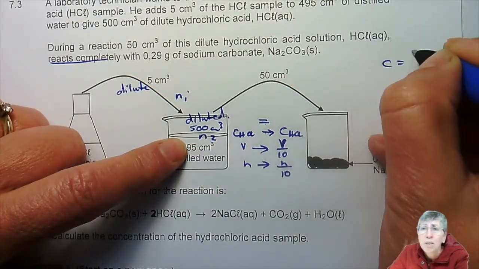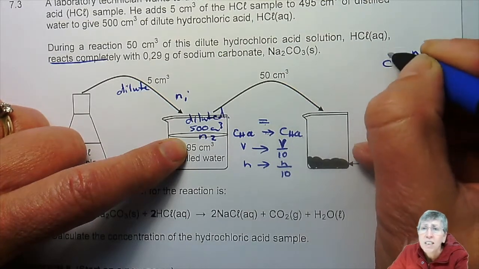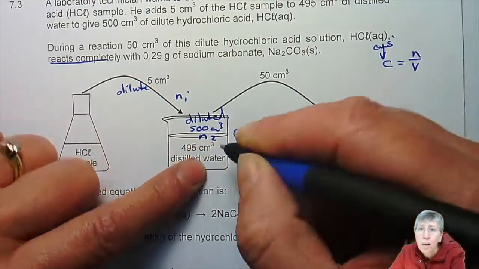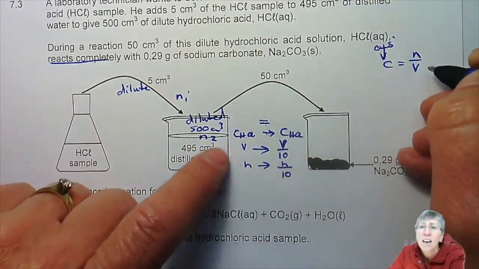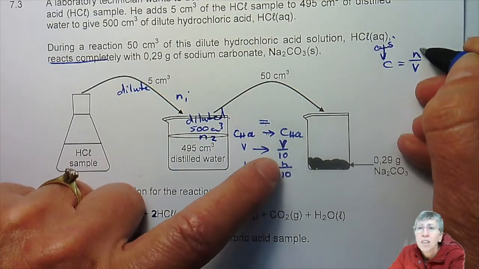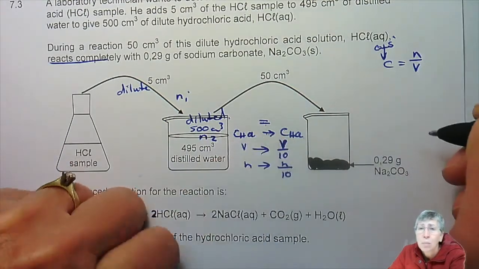Remember concentration, mole per volume. This one is now the constant, right? It's constant. It's not changing when I put it in there. But from the original one, I am taking only 1/10 of that. So I'll only have 1/10 of the moles as well.